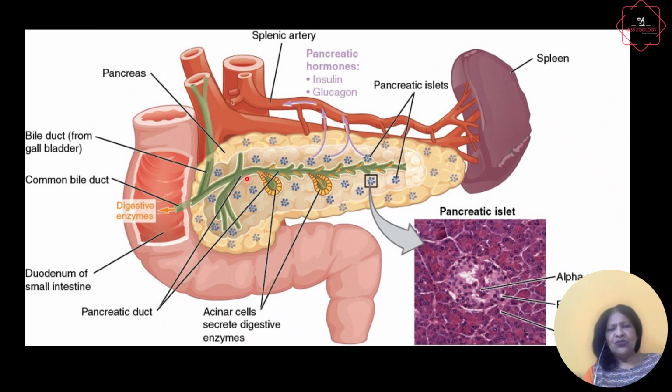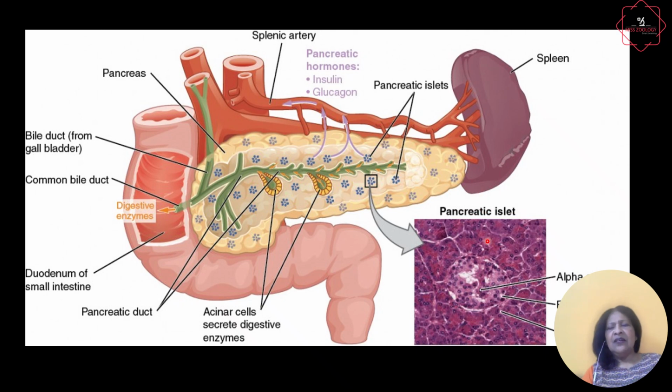But that is not our focus for this topic. Our focus will be on the pancreatic islets, that is the blue dotted island-like structures scattered throughout this gland, which are the hormone secretory parts of this gland.